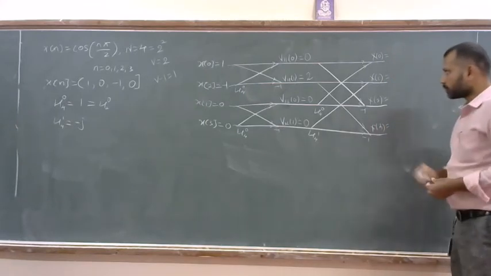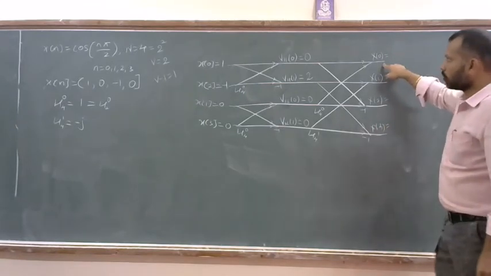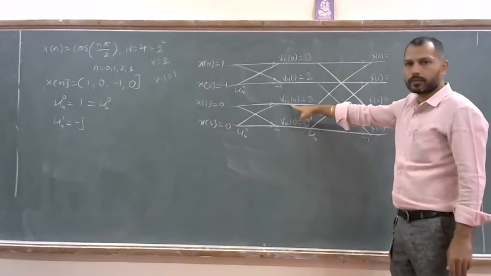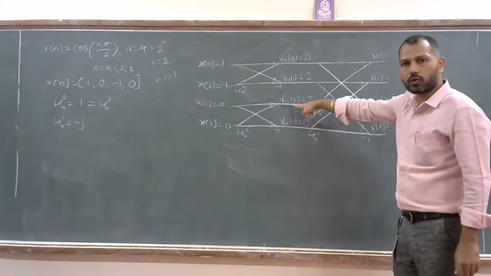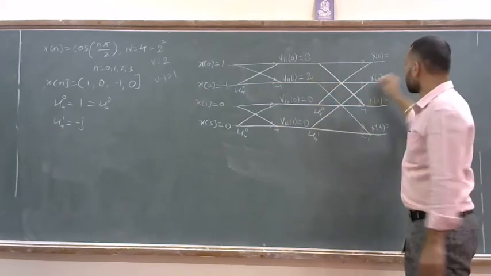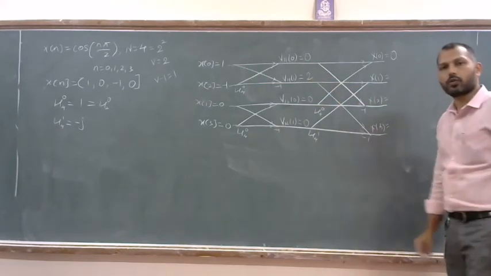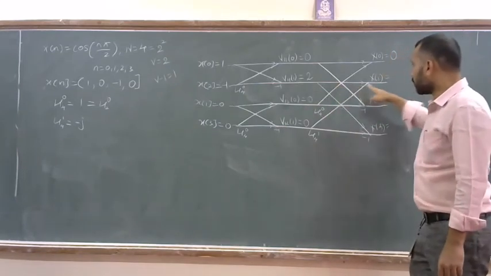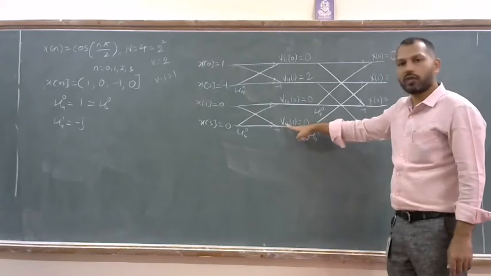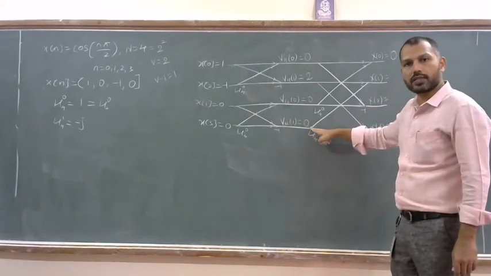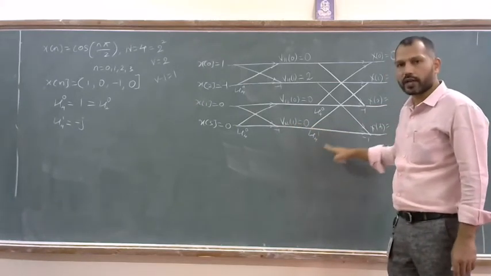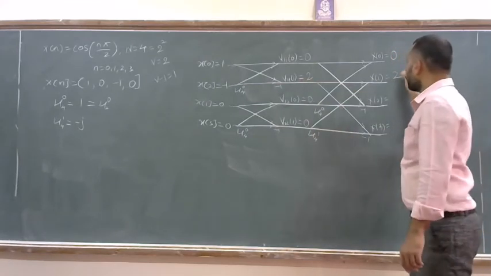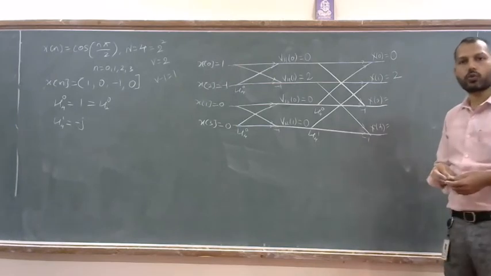Now, X of 0 will be V11 of 0 plus W40 multiplied by V12 of 0. Both these data points are 0, so its value will be 0. X of 1 will be V11 of 1 plus W41 multiplied by V12 of 1. V12 of 1 is 0. 0 multiplied by this twiddle factor, whose value is minus j, will become 0. So we'll retain only V11 of 1, whose value is 2.